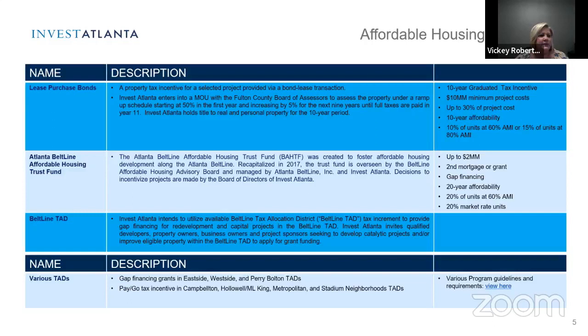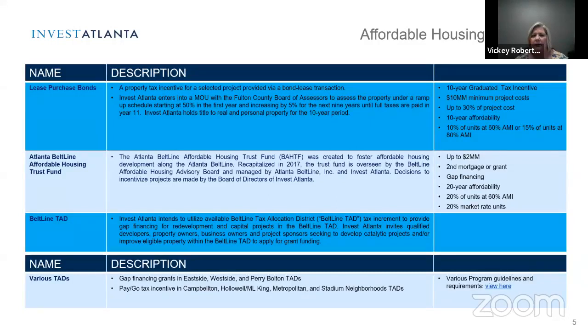We also have the Atlanta Beltline Affordable Housing Trust Fund. This was created in 2000, initially, it was 2017, I think. And so we've had the opportunity to use these dollars, but again, it's another gap financing incentive, and there's not that much in the bucket, but these funds are geared towards developments that are interested in doing development along the Beltline.